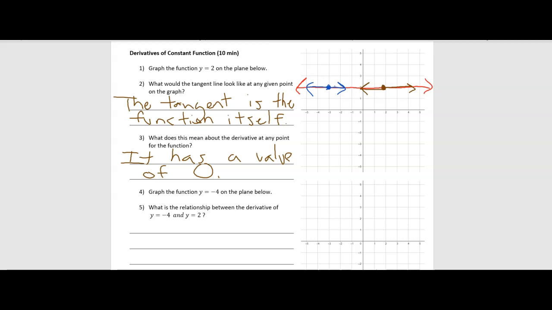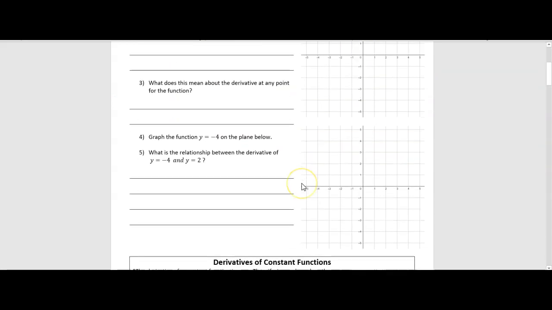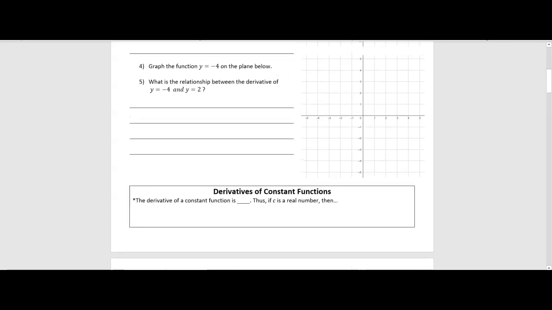So there's one more example for constant functions, just because we generally don't just want to look at one example and try to determine a rule. It's better to look at several examples and see if the pattern is consistent between them. So work through questions 4 and 5, and then we will look at a general rule down below.